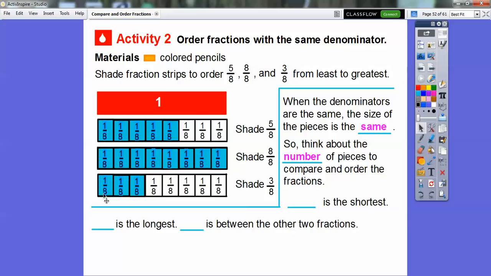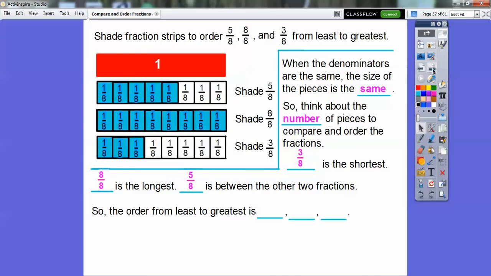Okay, so definitely this one's the shortest, so 3/8 is the shortest right there, okay? Which one's the longest right here? Well, definitely this one is the longest, so 8/8 is the longest right there. And that means the third one has to be in between the other two. Okay, let's move that up right there.